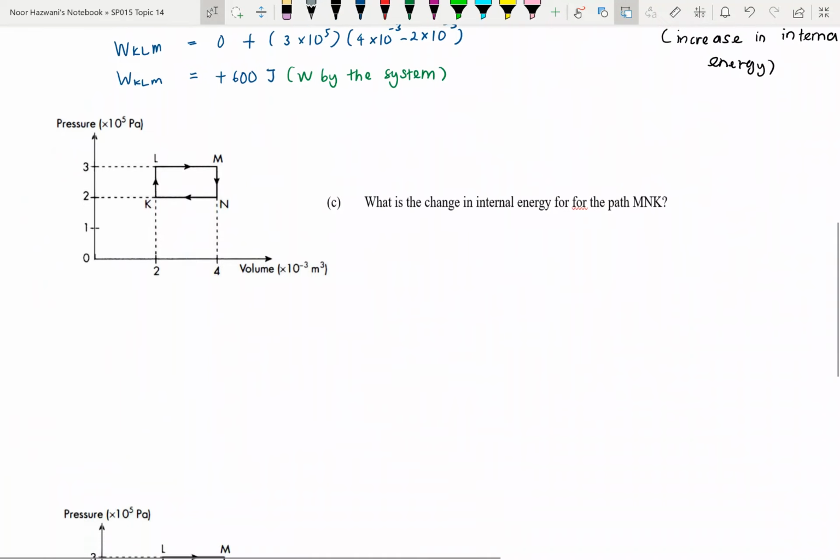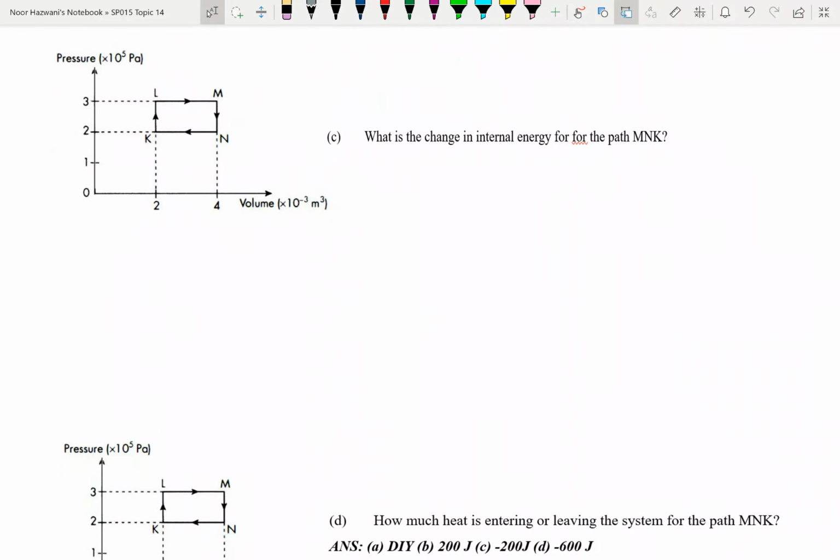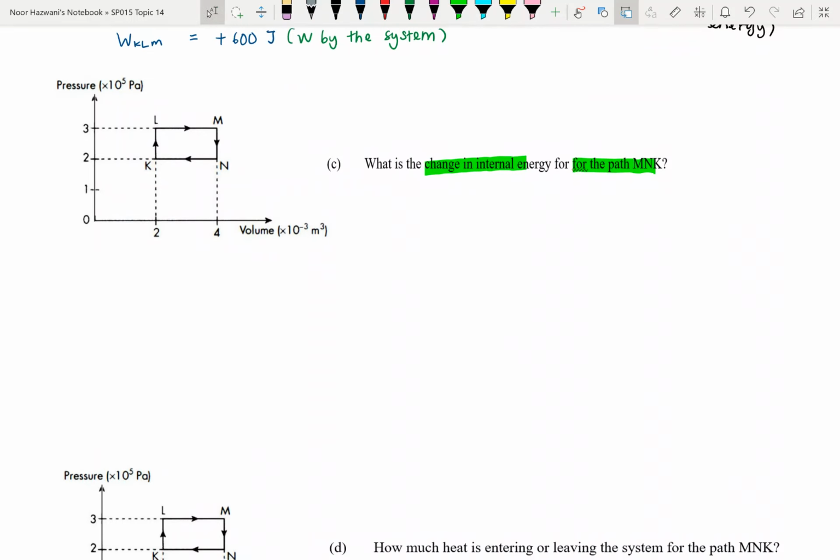Okay, moving on to part C. So part C says, what is the change in internal energy for the path of M and K? Okay, now let's have a look. Previously we looked at the KLM path. So when you look at the KLM path, our initial is K and then our final is M. But this time, M will be the initial, and then K will be the final.